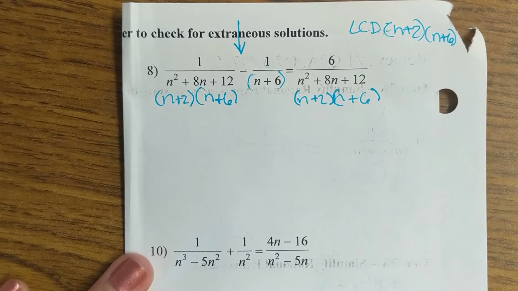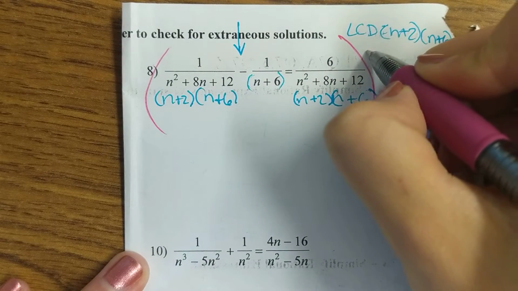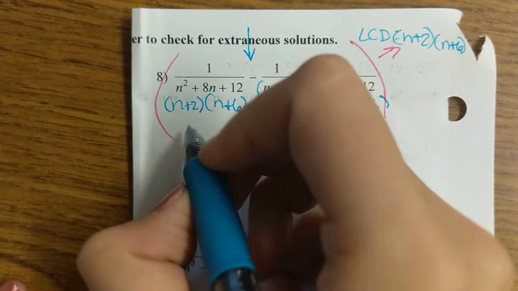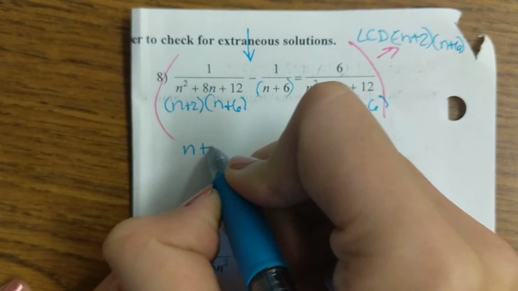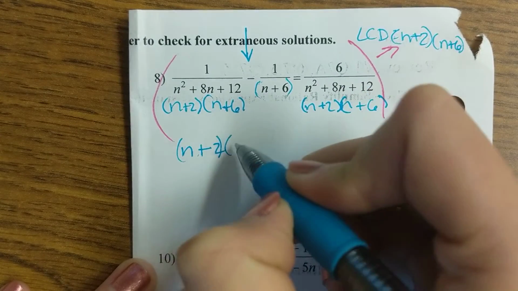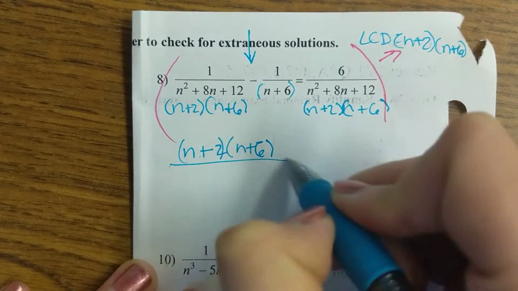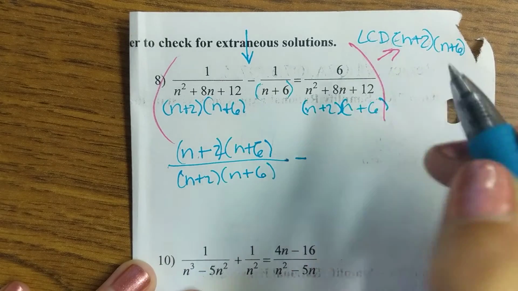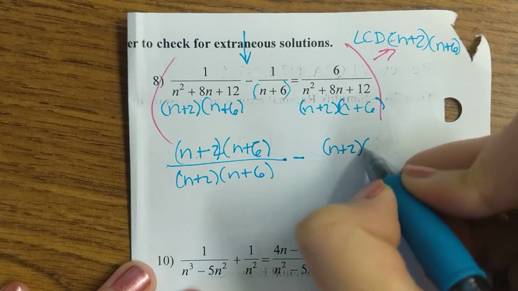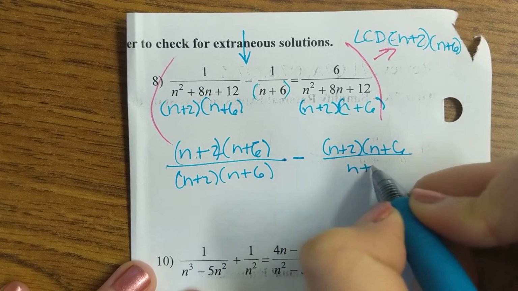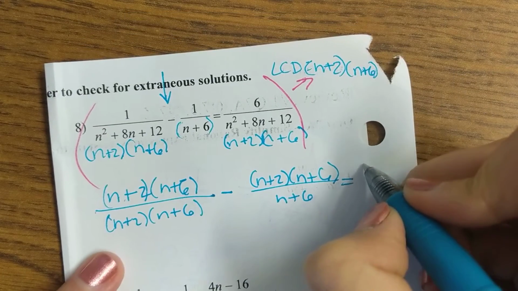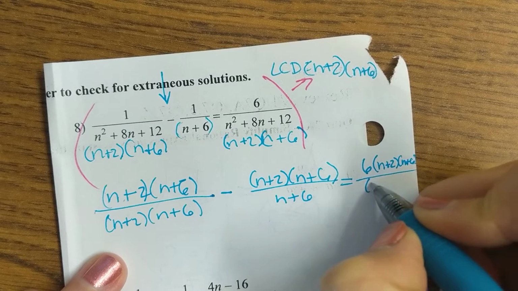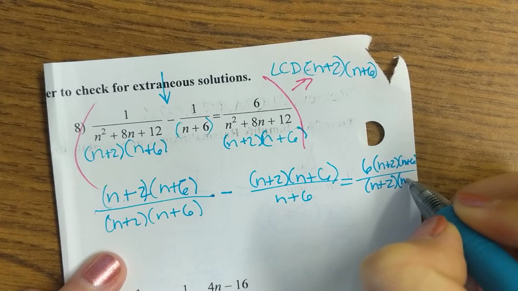All right, so we're gonna multiply everything by the LCD. Okay, I'm going to write everything out again. You don't have to, but that's what I'm gonna do. n plus 2, n plus 6 over n plus 2, n plus 6. All right, because we're just multiplying by 1. Minus n plus 2, n plus 6 over n plus 6 equals 6 times n plus 2 times n plus 6. You get where this is going? You get the pattern here?